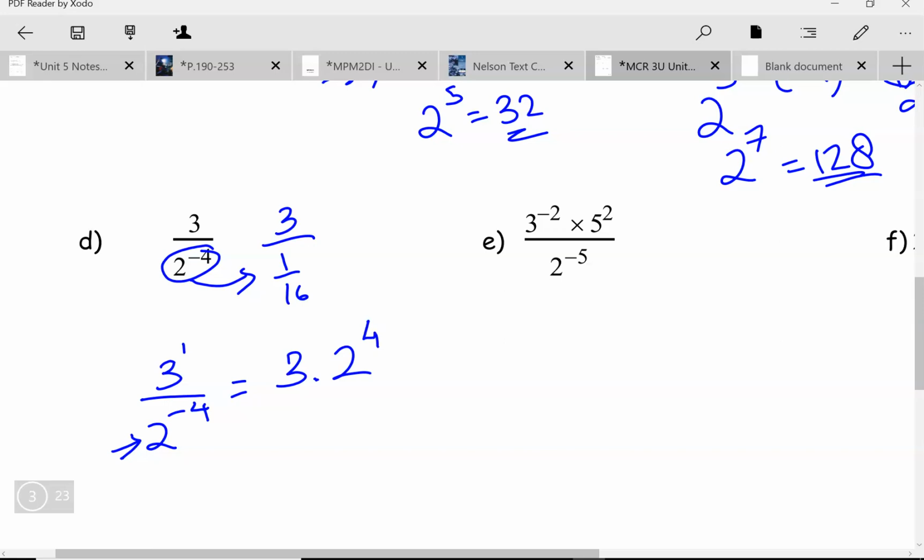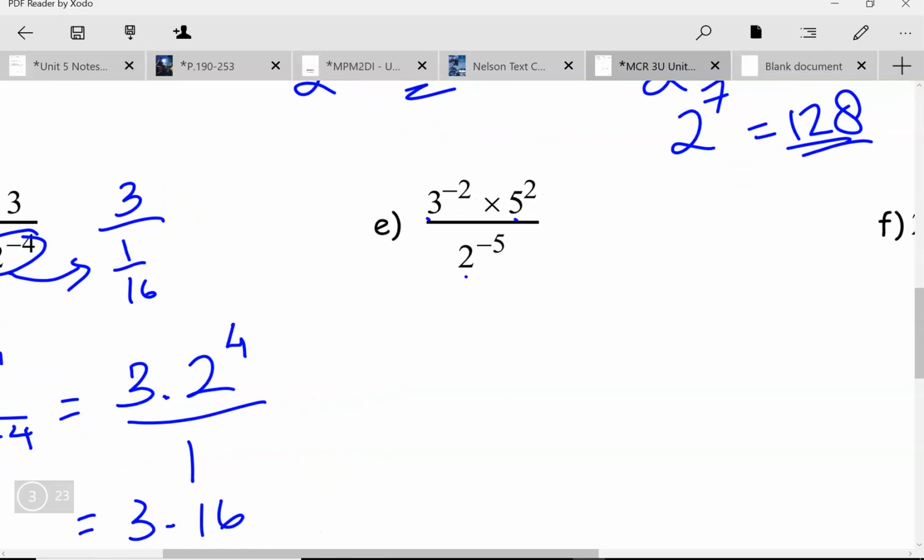I'm going to change its sign. So from a negative, it's going to become positive. There's nothing else in the denominator. This 2 was the only thing that was in the denominator, and I have moved that to the numerator. So there's just a 1 there. So this is 3 times 16, which is 48. That's my final answer.